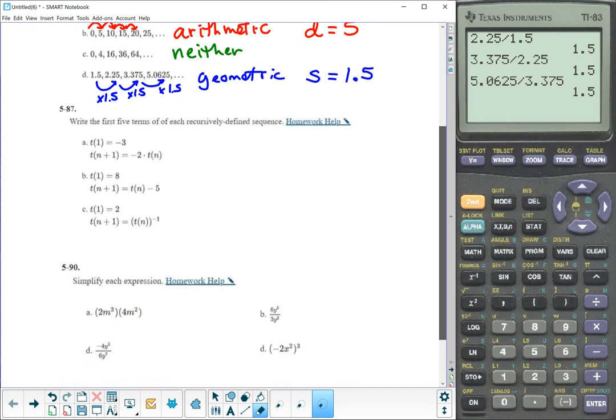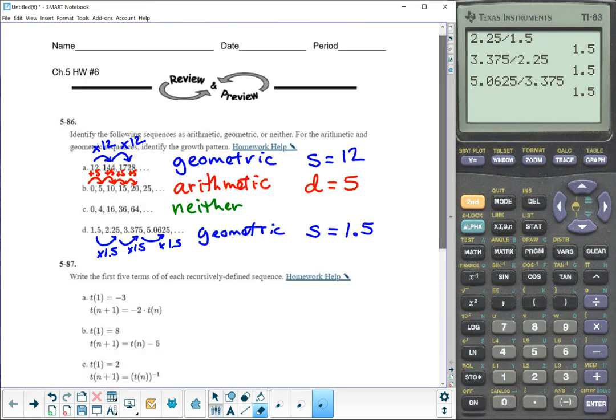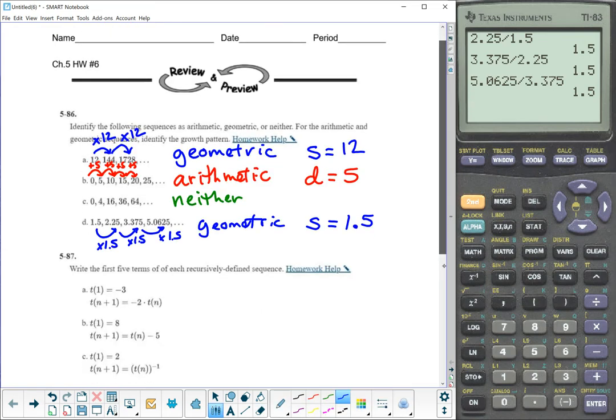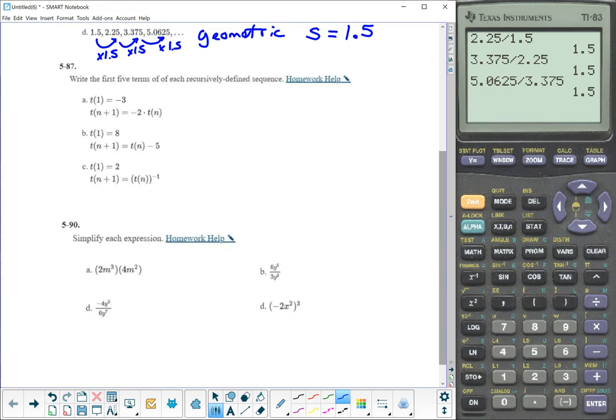Write the first 5 terms of each recursively defined sequence. Okay, number 87. On each of these, I'm going to use 3 different colors. First one, the first term is already written for you. It's -3. Next, this one says to find my next term. So that's term 1 right here. If I want term 2, I need to put a 1 right here, because 1 plus 1 would be 2. And if I put a 1 right here, that means I'm looking at term 1, which is up here. So T1 is -3.